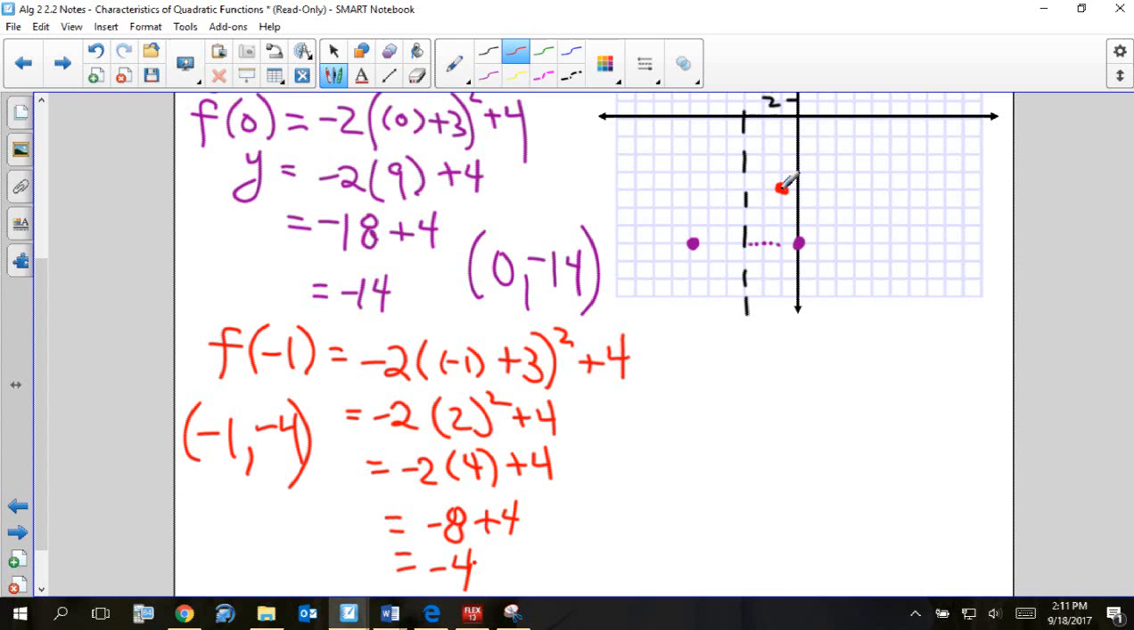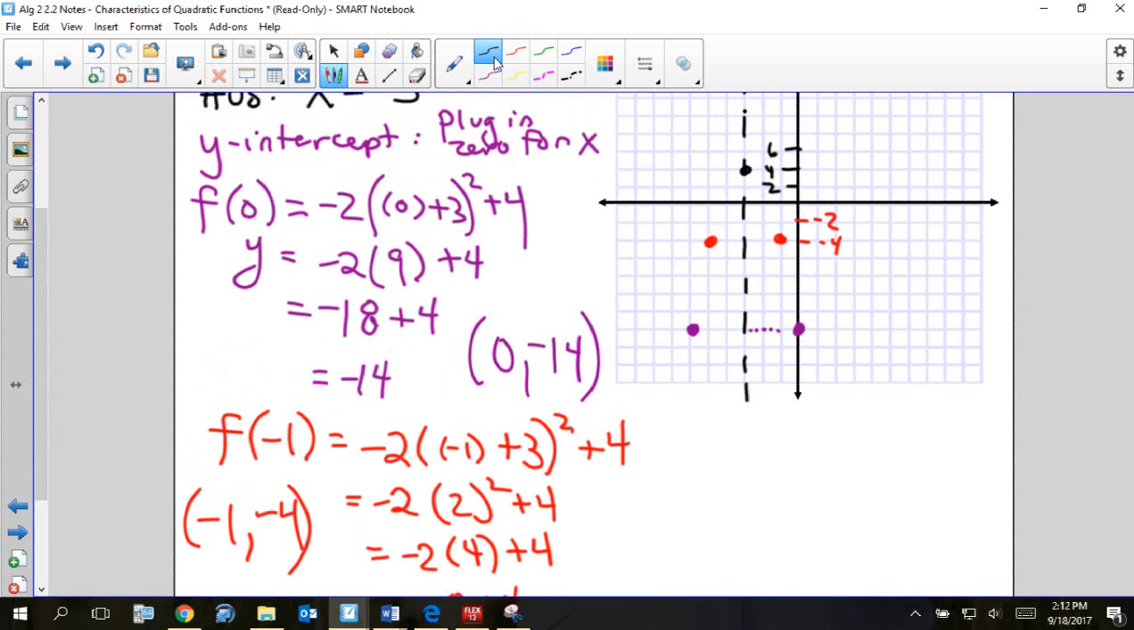Oh, I counted by twos though, didn't I? Negative 1, negative 4. Remember I counted by twos? Maybe I should have labeled that down there. Now, if I have that point, I actually have 2 points. Reflection point, less work. Reflection point, 2 away. And then when you connect your dots, it should look like a U shape, not a V shape. It should not come to a point at the vertex. It should round through the vertex.